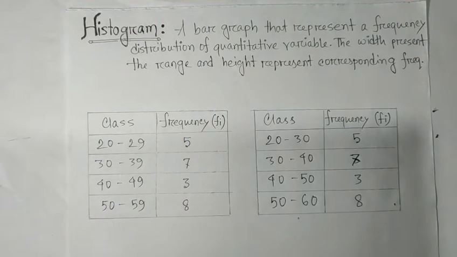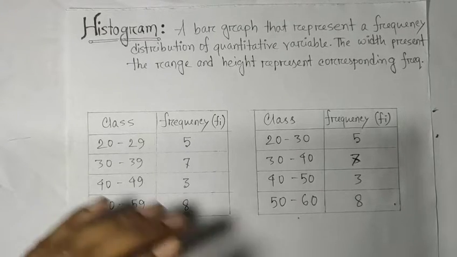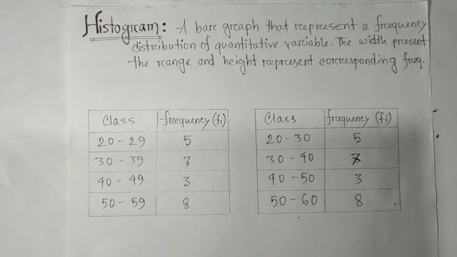Now we'll discuss the histogram. So what is a histogram? Histogram is a bar graph that represents a frequency distribution of a quantitative variable. The width represents the range and the height represents the corresponding frequency. It's almost the same as the bar diagram.